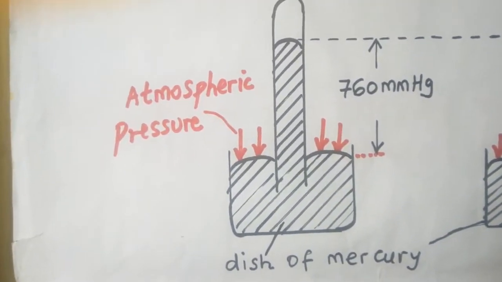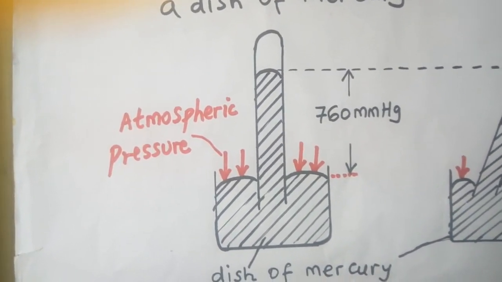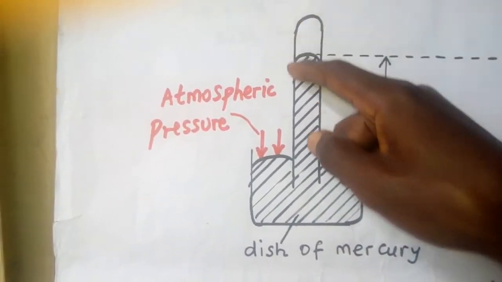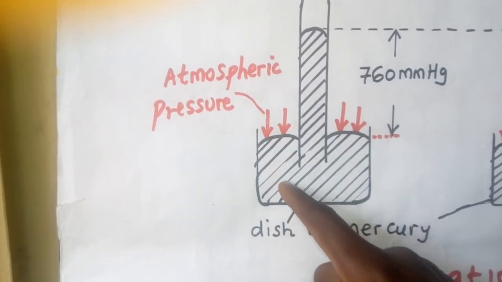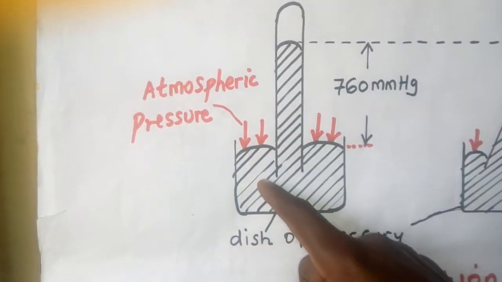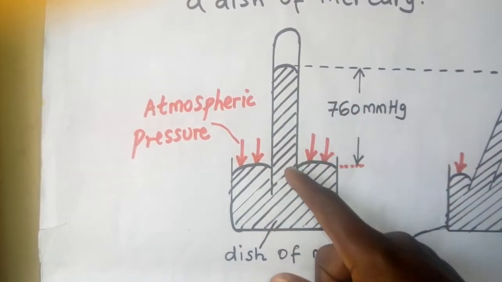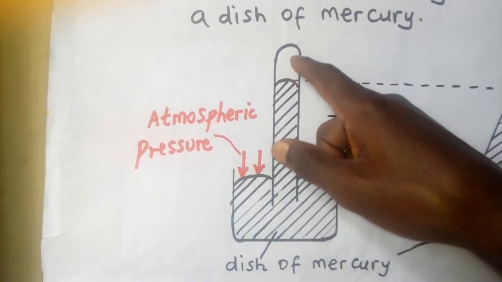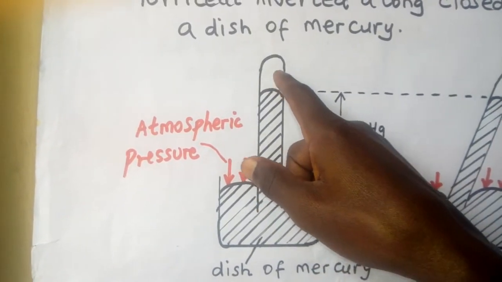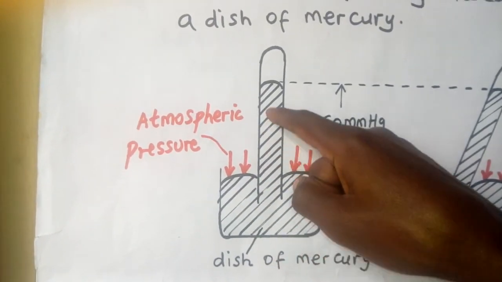Now, after doing that, he observed. What are some of the observations? He was surprised to see that immediately he inverted this thing inside the mercury, the mercury decided to move like this and rise through the tube. He was also surprised that this mercury did not fill the tube. It went up and stopped somewhere, so it left a gap here. He was wondering, what made this mercury rise through the tube?